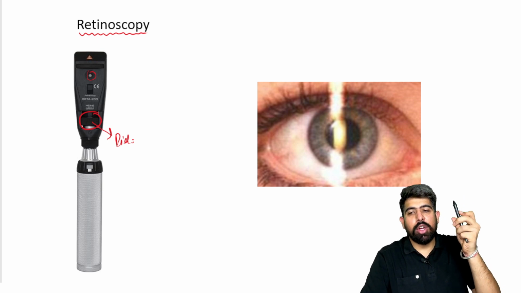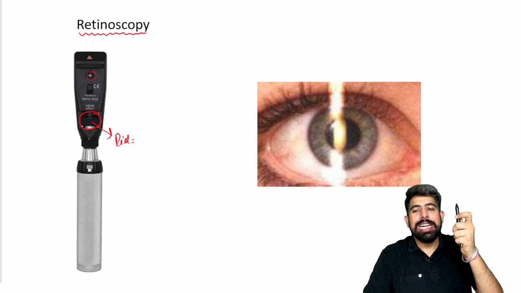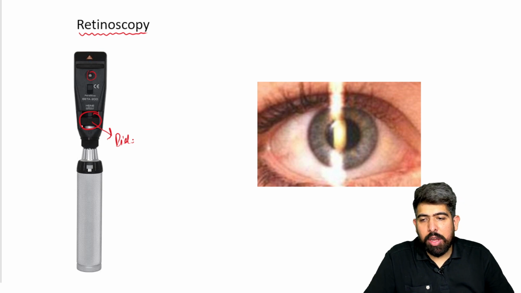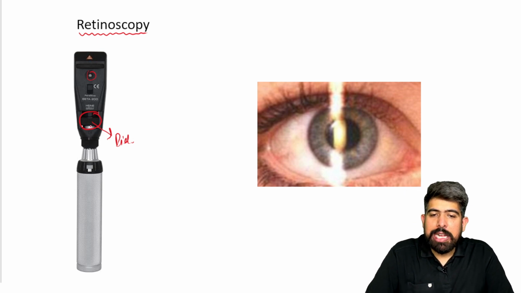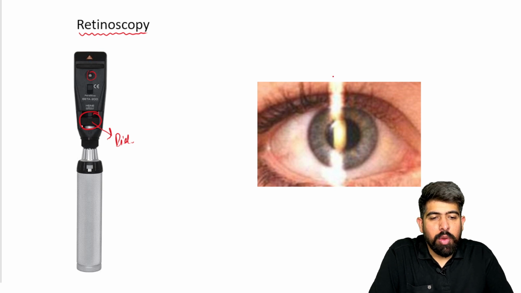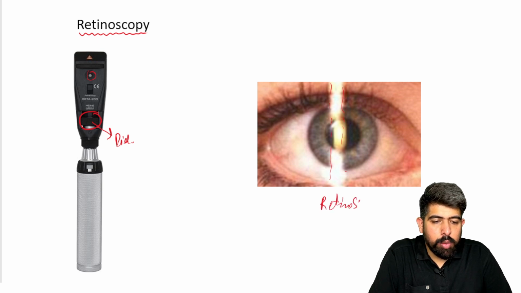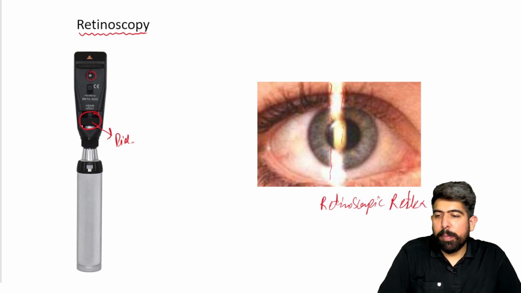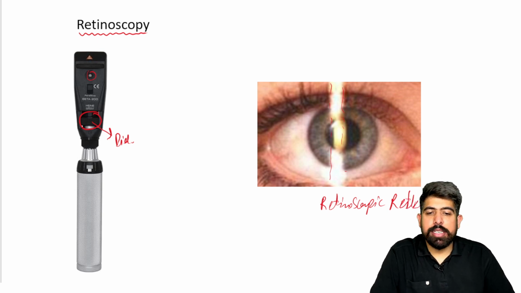But where is the dial of your retinoscope? On the neck of it. You can see this is the neck of your retinoscope. So what will happen as I turn on this retinoscope? A reflex will fall, which you see here. It is known as your retinoscopic reflex. Okay, this is known as your retinoscopic reflex, and I have to see this retinoscopic reflex.